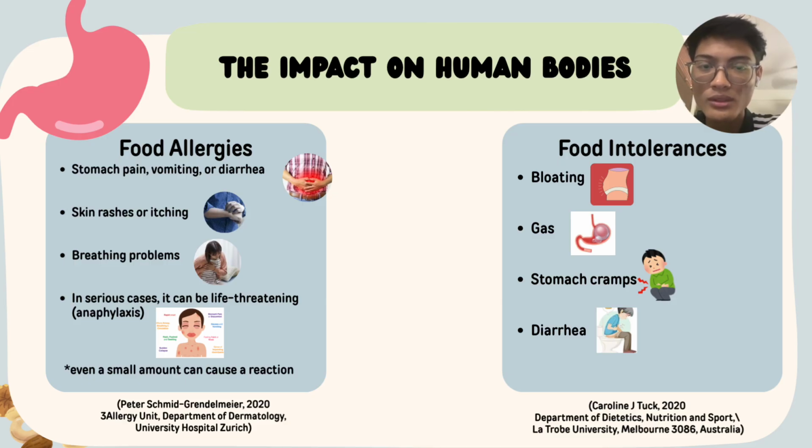Second, we have food intolerances such as lactose intolerance. Food intolerances are different because they affect the digestive system, not the immune system. This means the person cannot digest certain foods properly. Common symptoms include bloating, gas, stomach cramps, and diarrhea. These symptoms are uncomfortable but not life-threatening. So overall, the key difference is that food allergies can be very dangerous while food intolerances mainly cause discomfort.